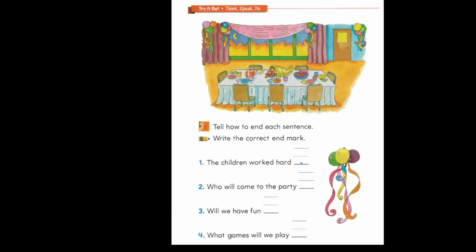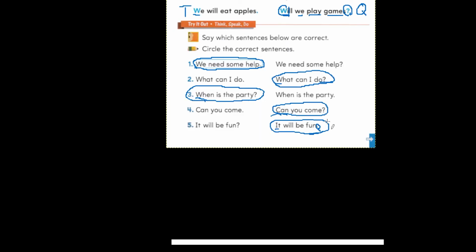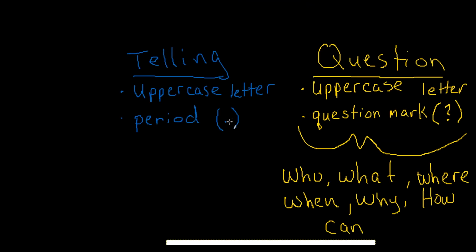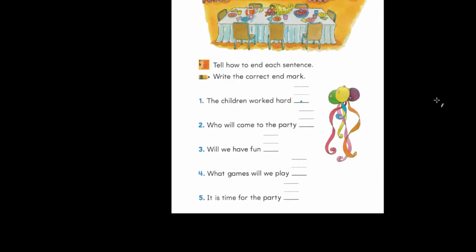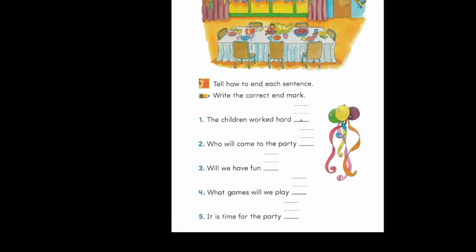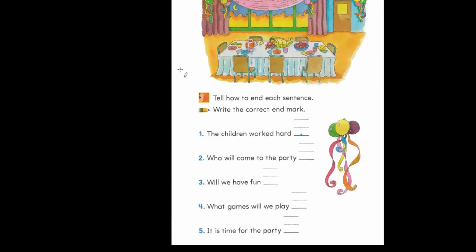Let's see. This is tell how to end each sentence. So here we're dealing with the ending. Will it end with a period or will it end with a question mark? So let's see. Now let's read this and we'll look at the example first, okay? So write the correct end mark. The children worked hard. And maybe I'll make it a little bit easier, and we'll put our little hints down there. Let's see if we can remember them all.